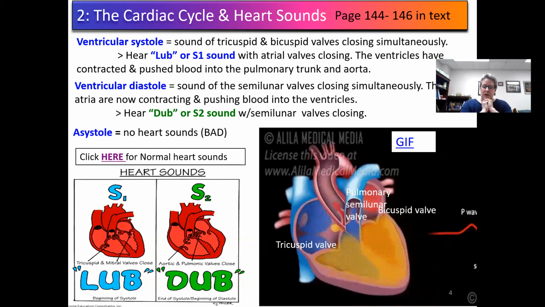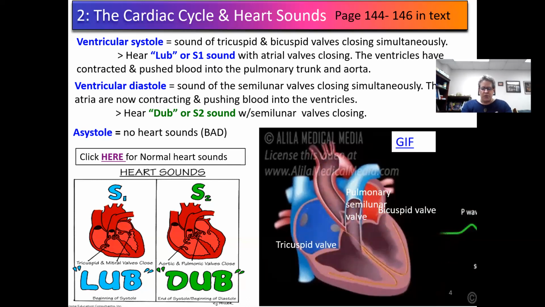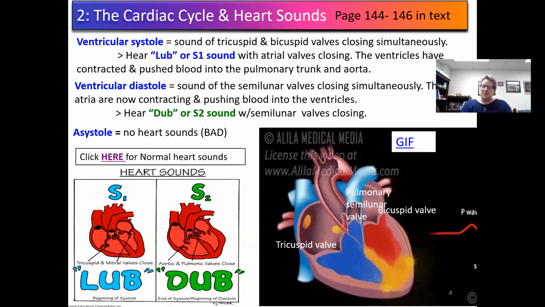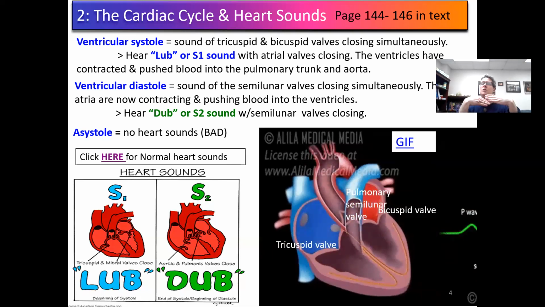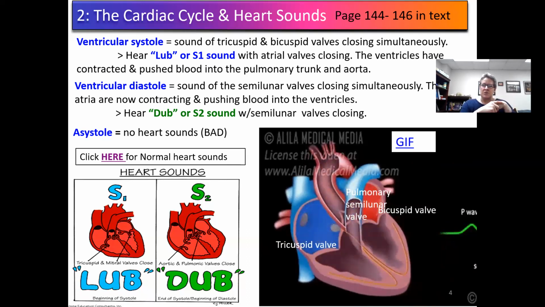And so you can hear the audible sound of those events happening. And the important thing to note is that both the valves, the tricuspid and the bicuspid, when they close, they should close simultaneously. And the same thing with the semilunar valves. When they close, they should be closing simultaneously.